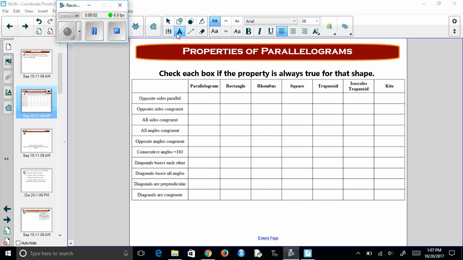Hello. Today we're going to look at properties of parallelograms and then start getting into how we can prove these using coordinate proofs. So first we have to think about all these properties and what each of them has.